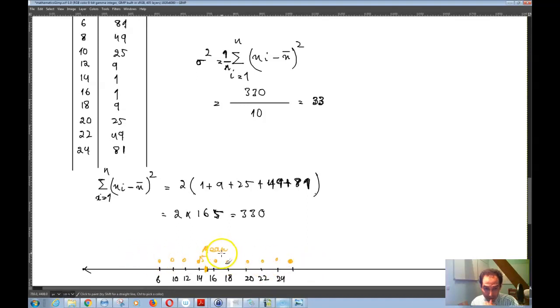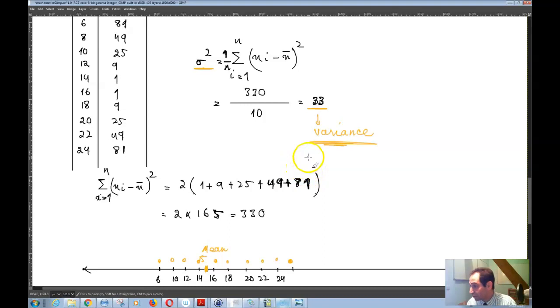So you've taken all of these observations, taking the distance of all of these observations from the mean of your data, and then raising all of those numbers to the second power, taking the sum of all of those numbers, and then dividing that by the number of observations, which is 10. And that gives you sigma squared, which is, in this case, equal to 33, which is called variance. Right?